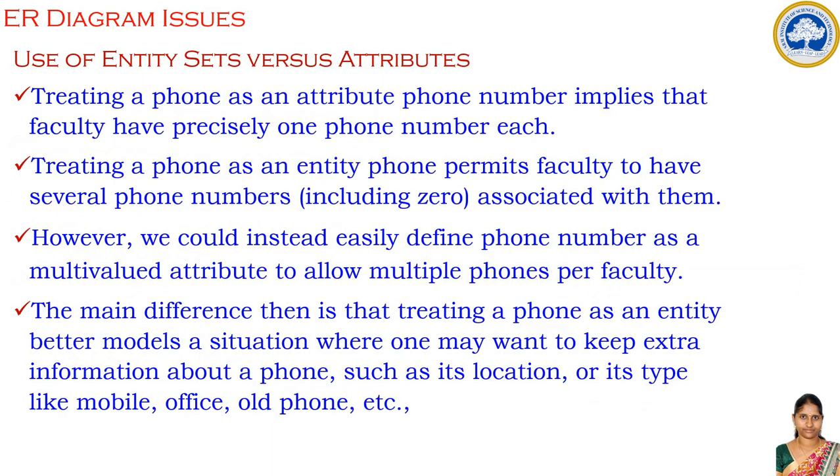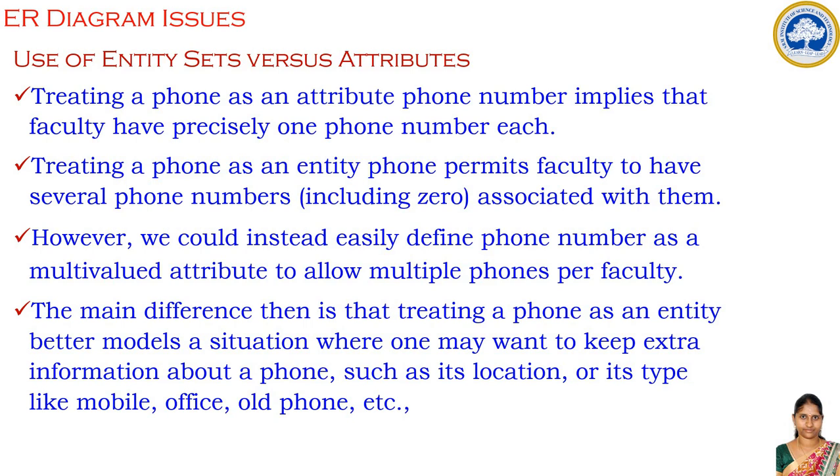So this is the issue or confusion in making an ER diagram. Maybe we can treat the phone number as a multi-valued attribute also, because a faculty may have more than one phone number. So it is considered as a multi-valued attribute.